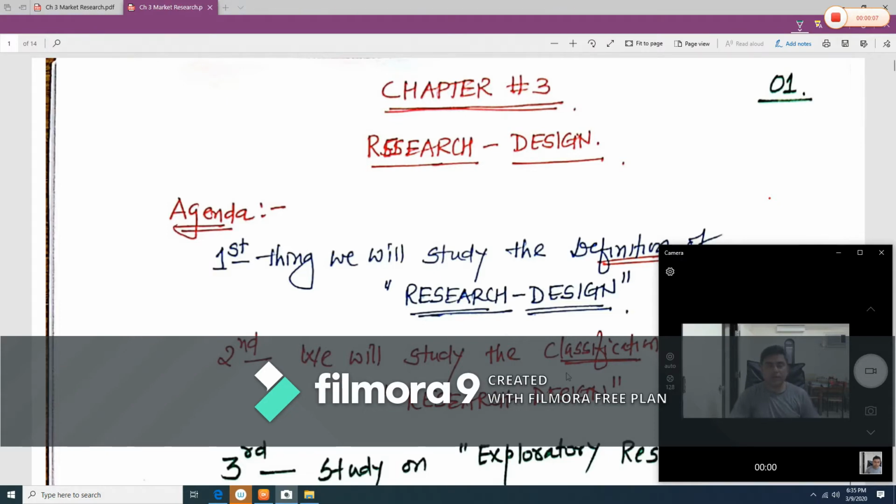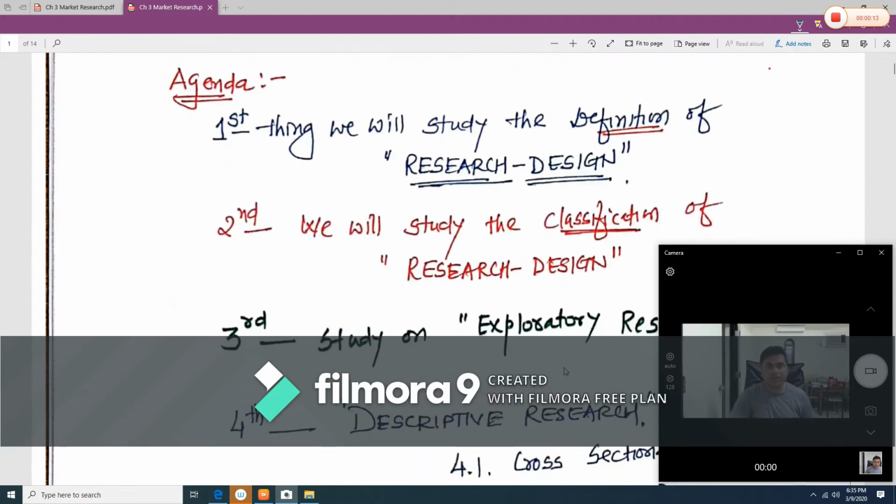Now we are going to start chapter number 3 of market research. The title of the chapter is research design. There are 7 objectives that we are going to study in this particular chapter. To break down the 7 objectives of chapter number 3, we are going to start with the definition of the research design. So you will be able to learn what is the research design at the end of this discussion.